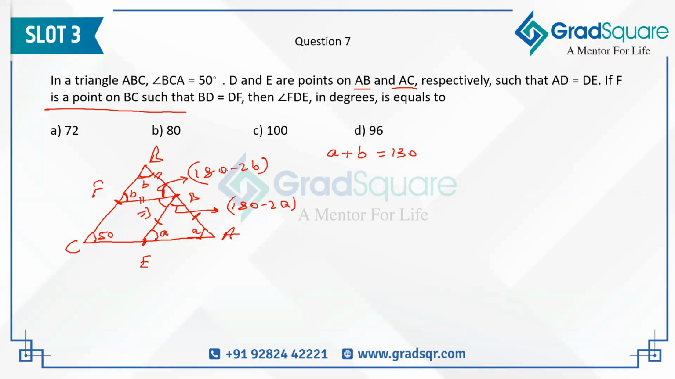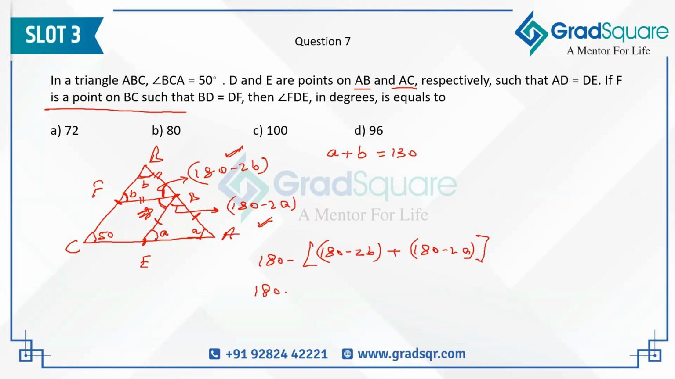So these three angles, 180 minus 2B, 180 minus 2A, and this particular angle form a linear pair. So the sum should be equal to 180. From 180, if I subtract the sum of these two angles, I'm going to get the leftover angle present over here, which is the angle we are looking at. So 180 minus of (180 minus 2B plus 180 minus 2A). This should be the angle that we are looking at.